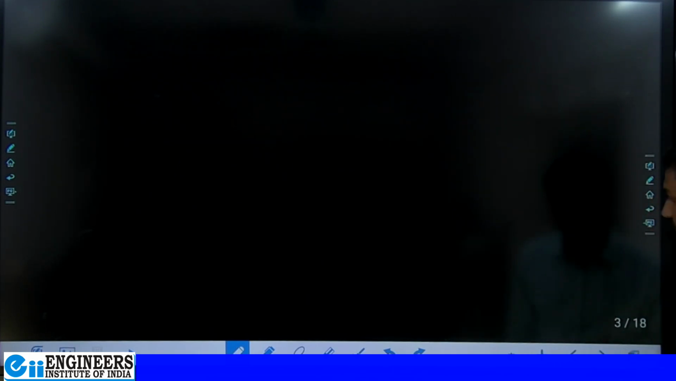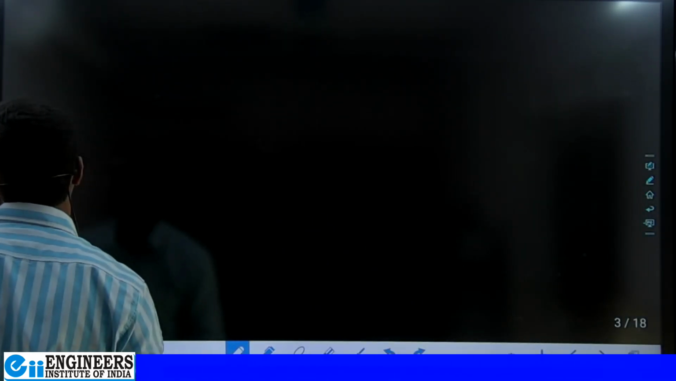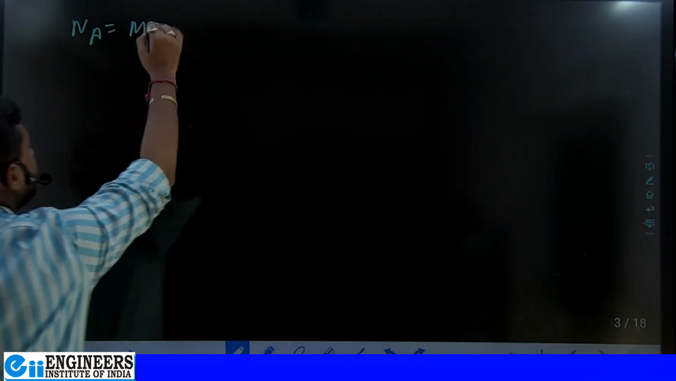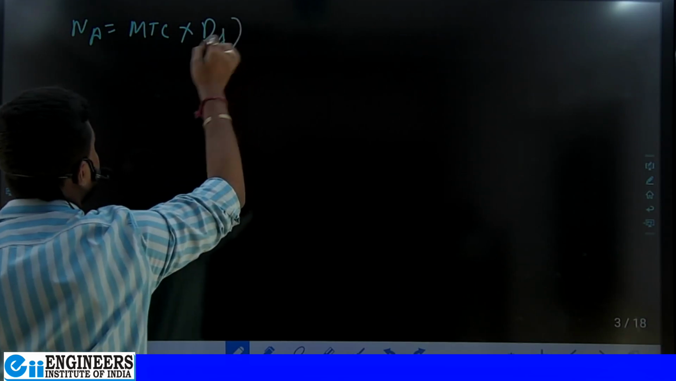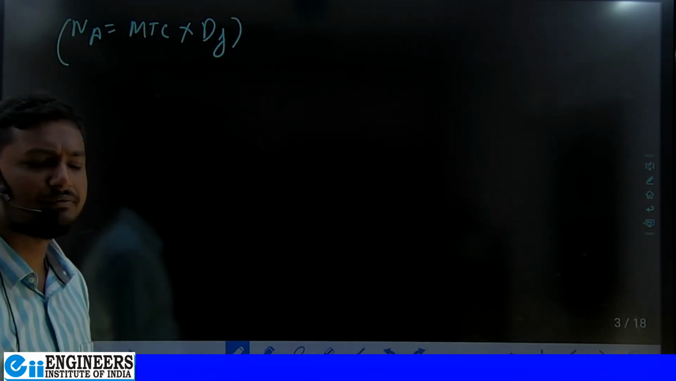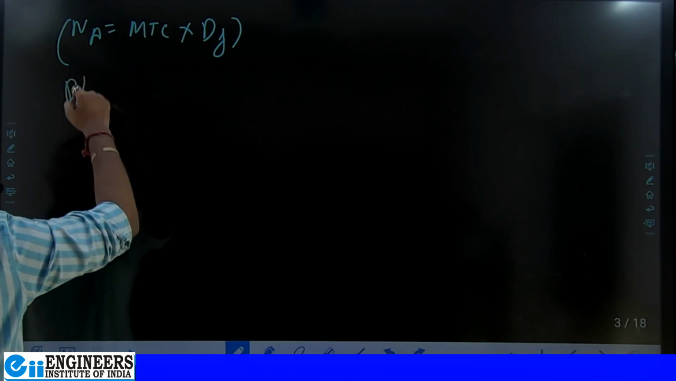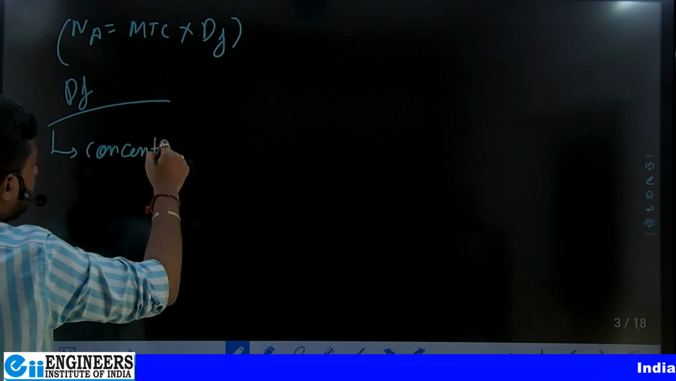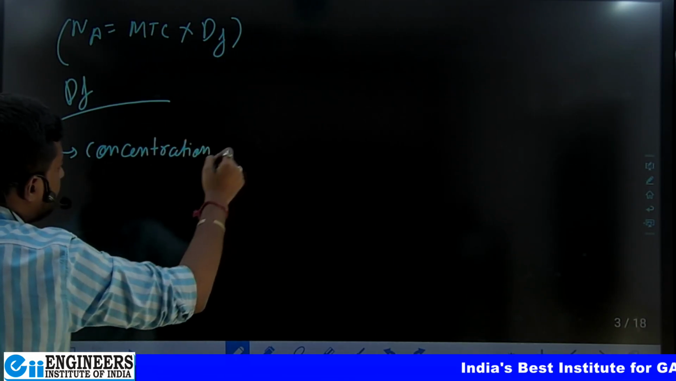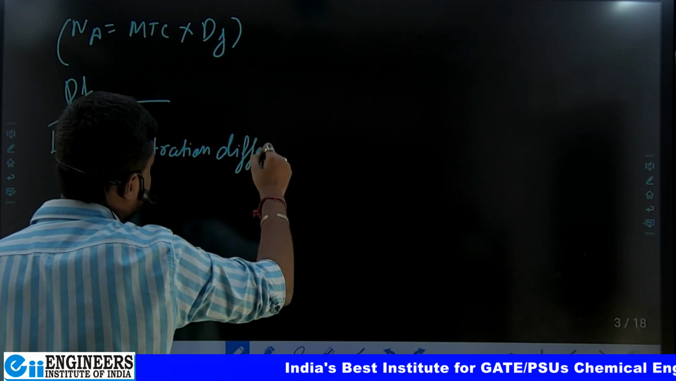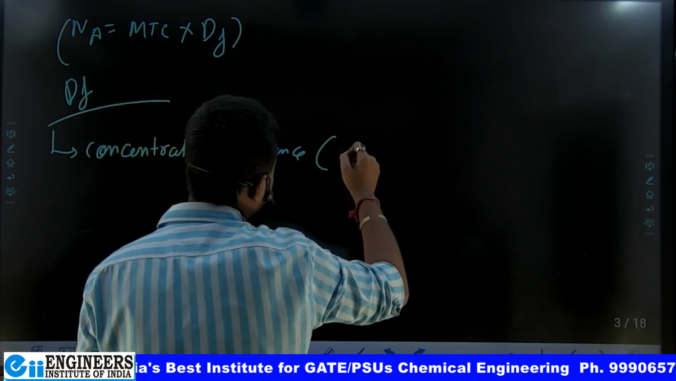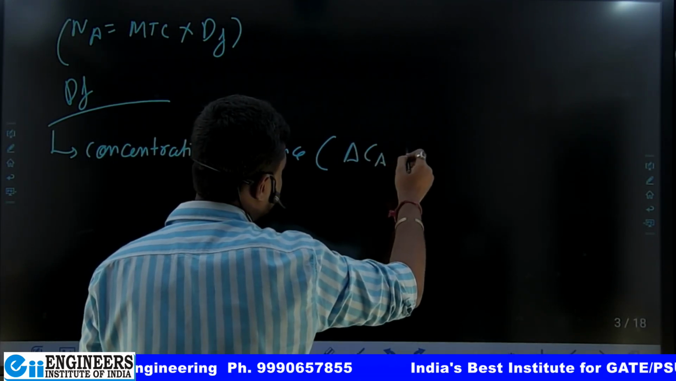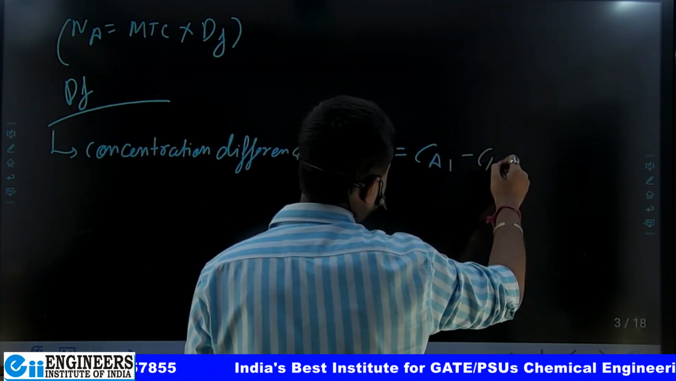Okay, now let us move forward. So we say that our Na is equal to mtc, that is our mass transfer coefficient, times our driving force F. Very good. So what are the kinds of driving force? The first one is concentration difference. If we are getting concentration difference, we denote it by delta Ca, which is equal to Ca1 minus Ca2.